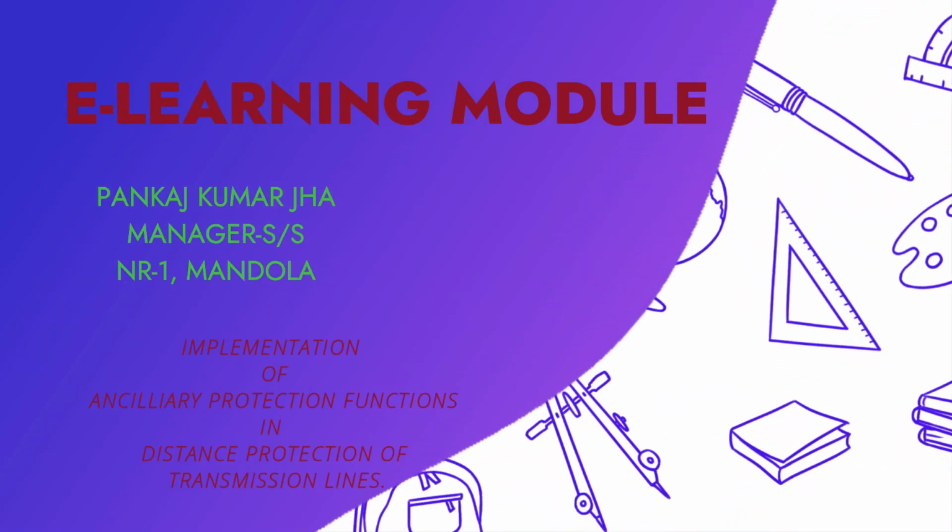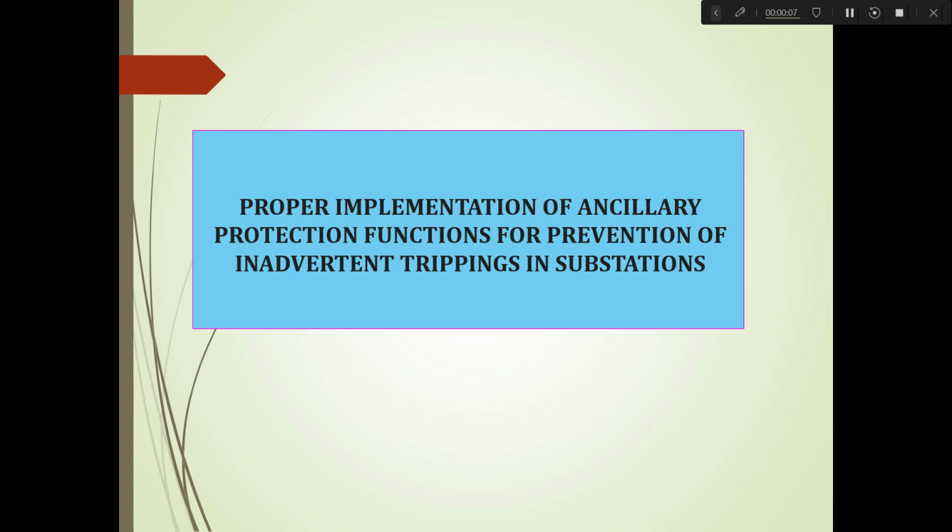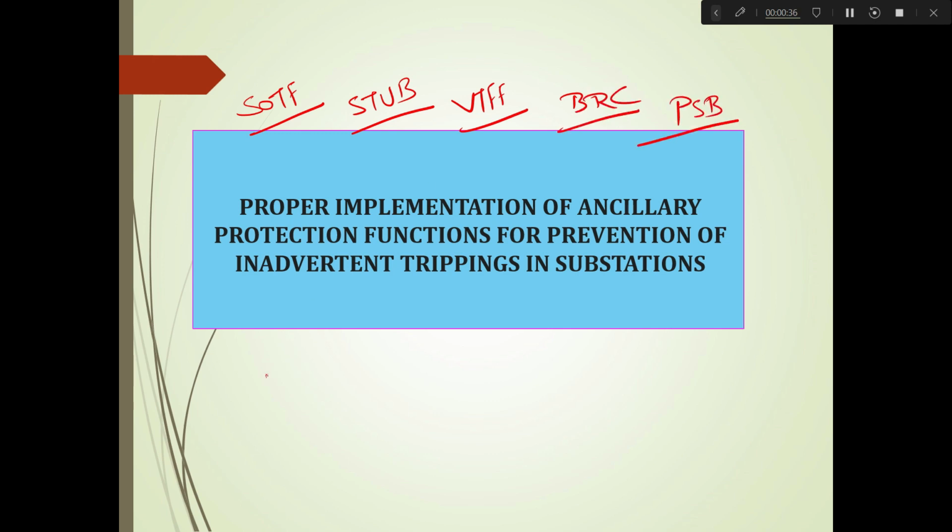Hello and welcome to this e-learning module on proper implementation of ancillary protection functions for prevention of inadvertent trippings in substations. In this module, we will discuss the implementation of some of the important ancillary protection functions of transmission line distance protection relays. For example, we will discuss the implementation of SOTF, Stub, VT fuse failure, broken conductor, power swing blocking, and the auto-reclosure cycles.